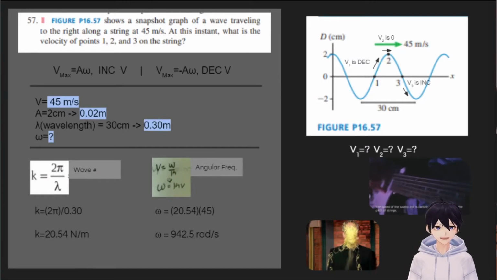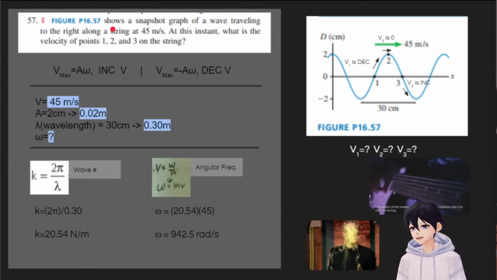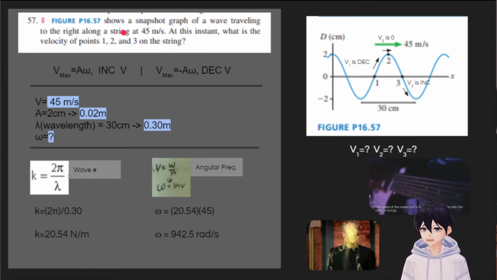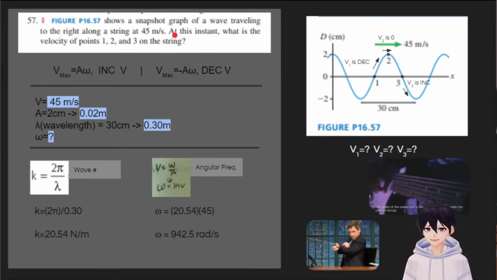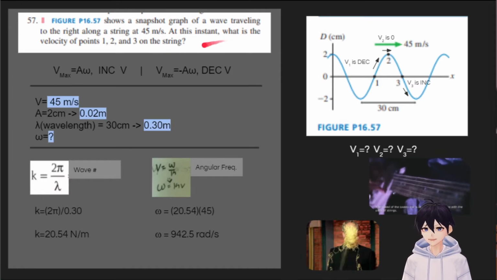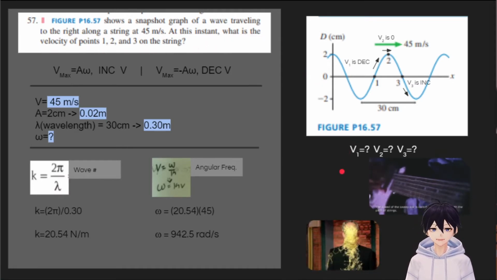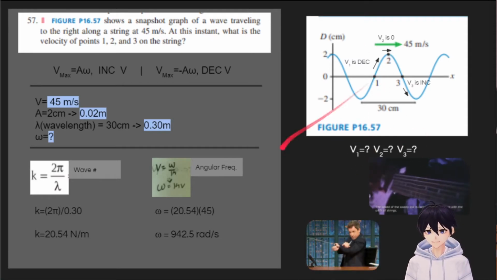Alright, now let's get into our question. Our question states that we have a snapshot graph of a wave traveling to the right along a string at 45 meters per second. At this instance, they want us to find the velocity at points 1, 2, and 3 of the string. So it wants us to find the velocity at point 1, the velocity at point 2, and the velocity at point 3.